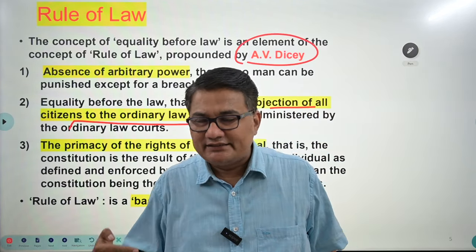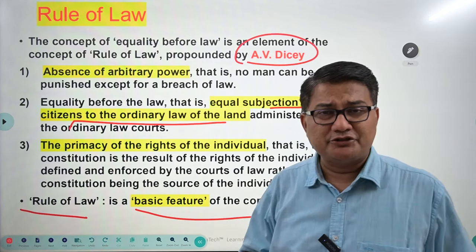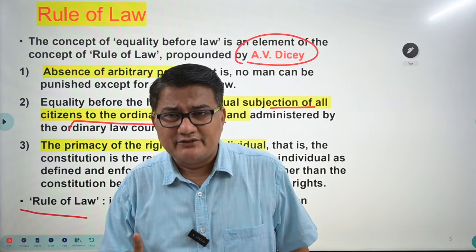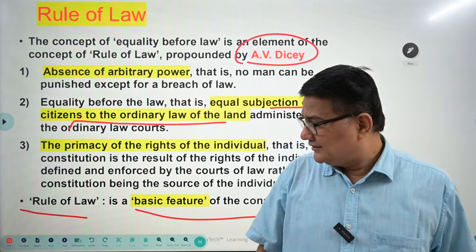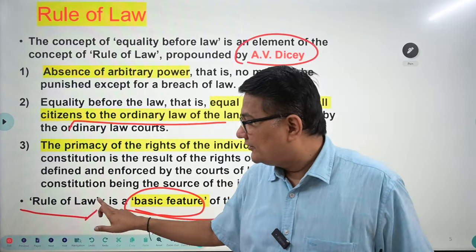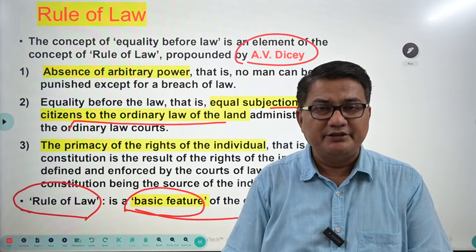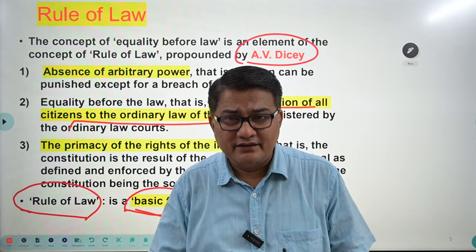And in one of the cases they said that even rule of law is a part of the basic feature of the Constitution. That means Parliament has the right to amend any part of the Constitution, including fundamental rights, but it can't amend the basic feature. And now rule of law is a part of the basic feature. So can it be changed? The answer is no. I hope it is clear.